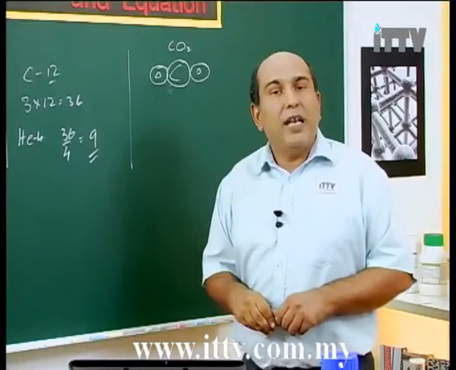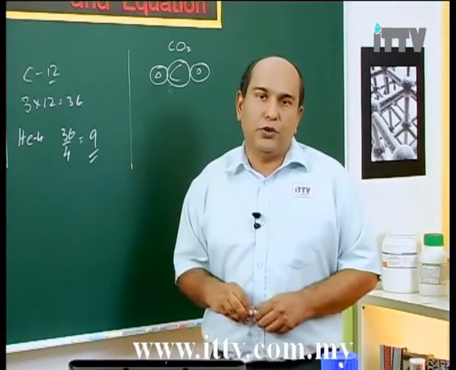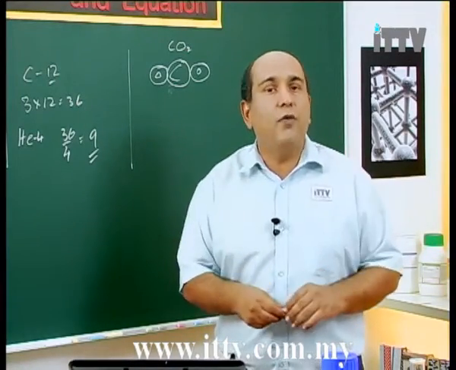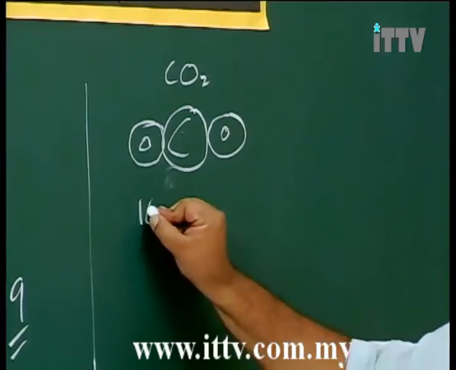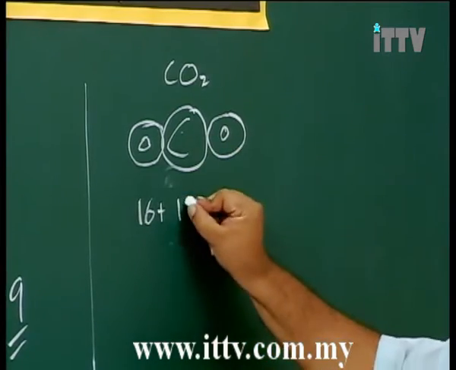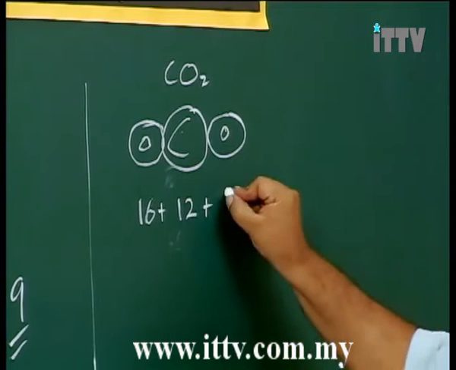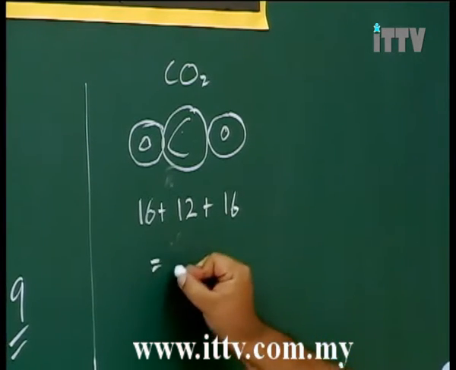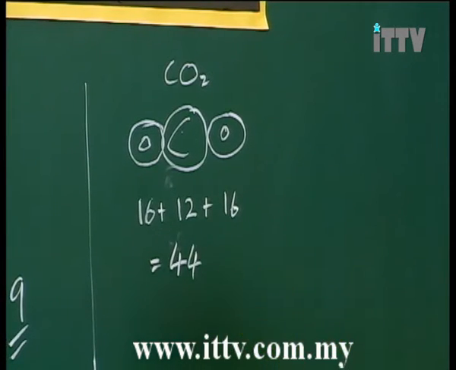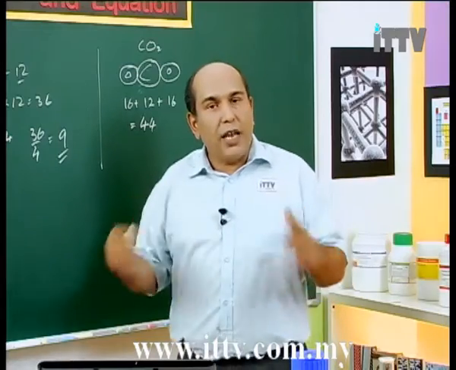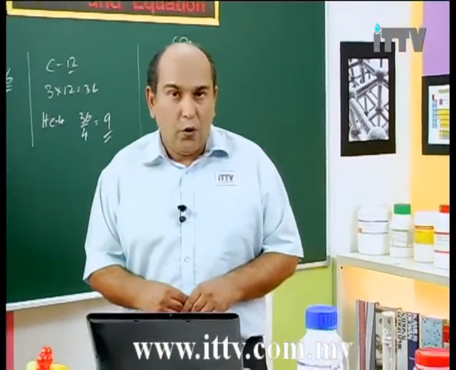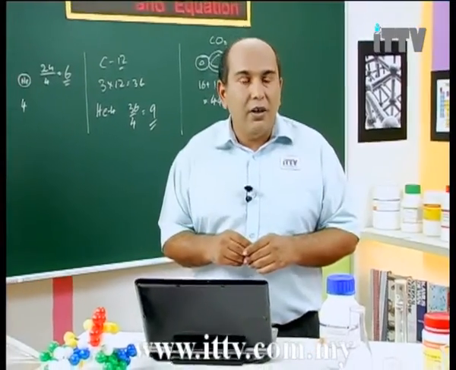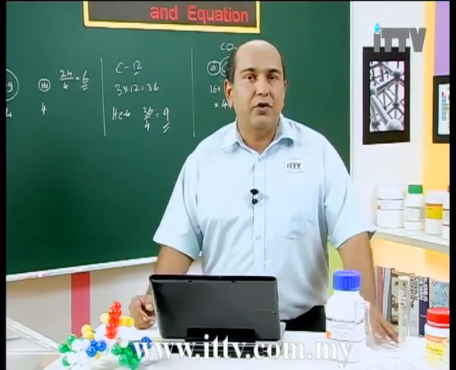The relative molecular mass of this molecule is just the addition of all the masses. Oxygen has a mass of 16, plus carbon 12, plus 16. Add them all up and you get 44. So the relative molecular mass of carbon dioxide is 44. Just add up all the different masses and you'll get your molecular mass.